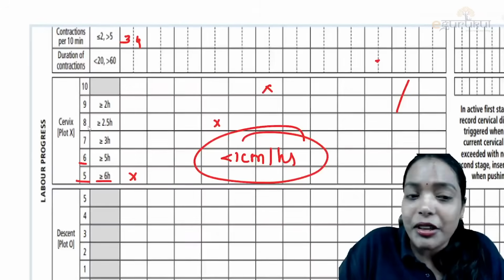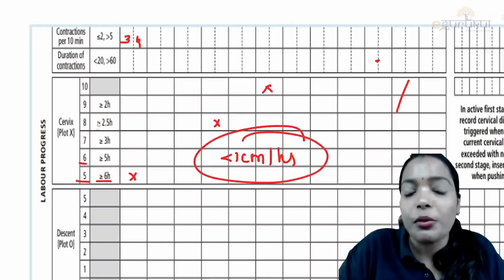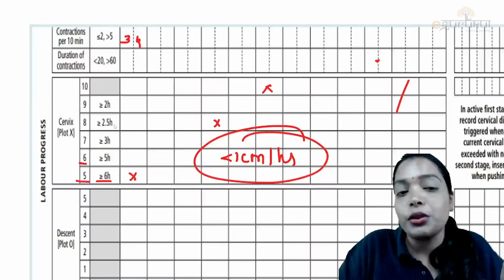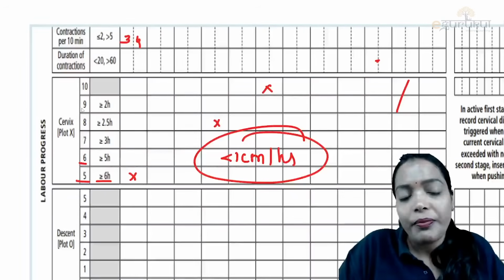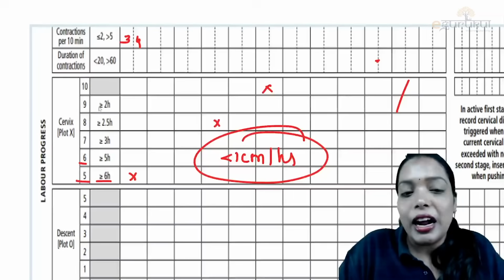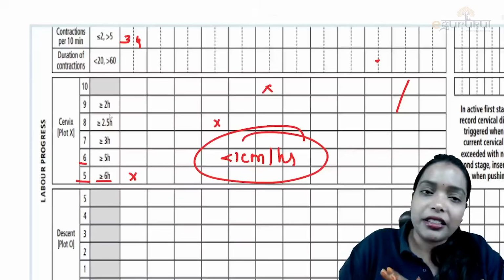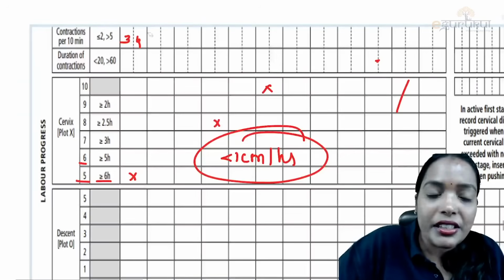If she's at 8 centimeters and remains at 8 centimeters for more than or equal to 2.5 hours, alert. If she's at 9 centimeters and remains at 9 centimeters for more than or equal to 2 hours, it is an alert. For example, let us take one case.